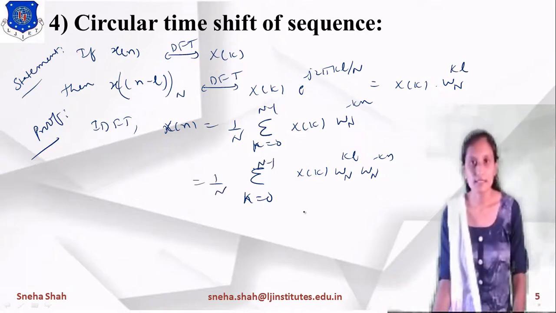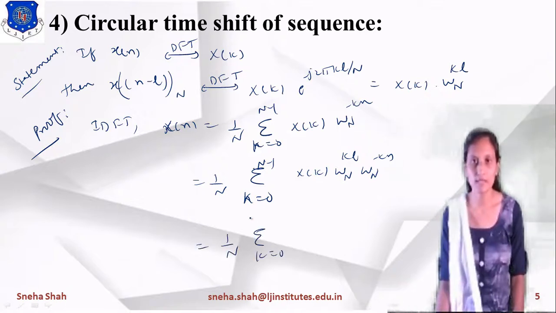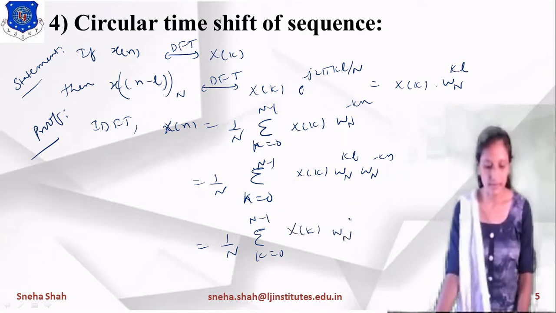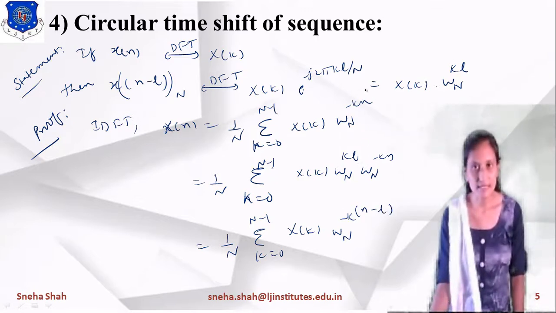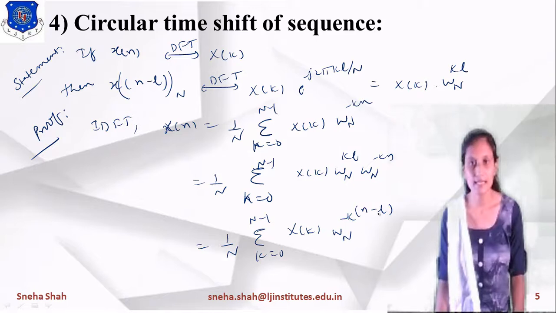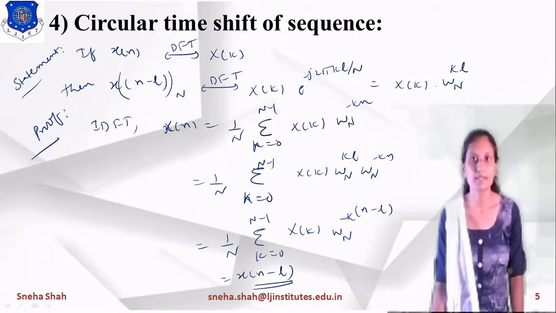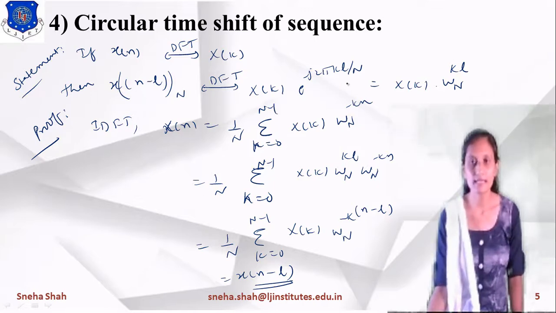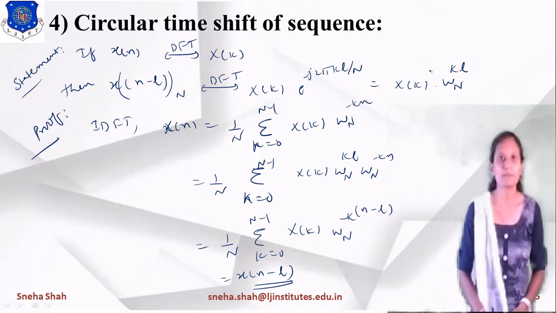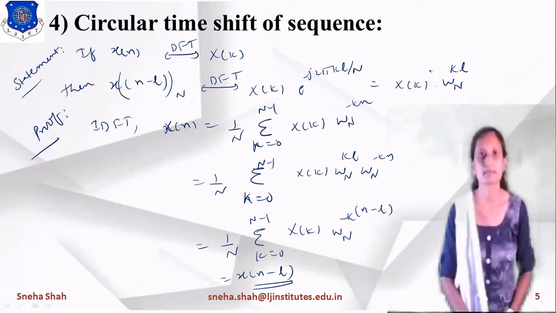So what will be the value of this term? It will be represented as summation k equals 0 to n minus 1 x of k, and for this term we take the minus k part of wn as common. So this term will be represented as n minus l, since minus minus is plus l, right? Now if I write this term as n, then this term will be x of n minus l. So if I take x of n minus l, it gives us the answer equal to this term. So x of n minus l is represented as this term, right? So this way we can prove the circular time shift of a sequence.